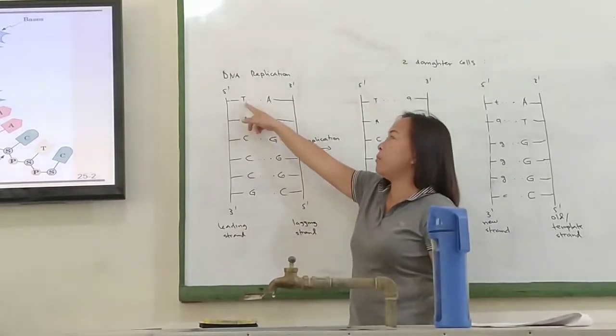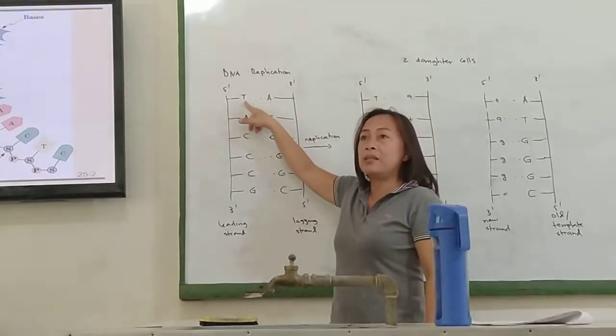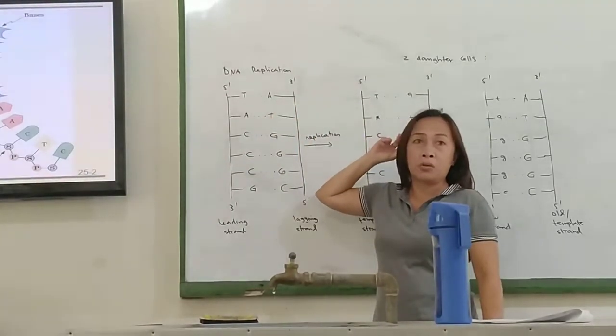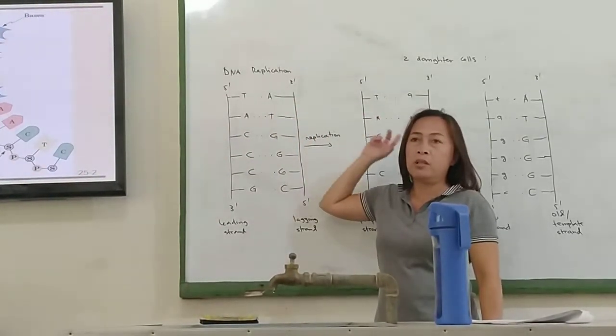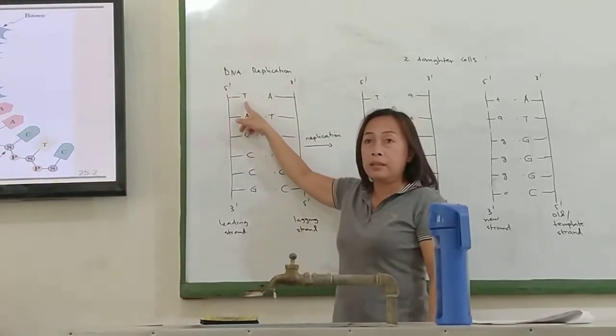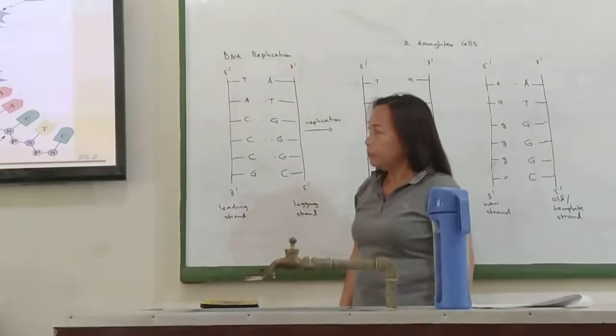By the way, thymine is only present in DNA, and in RNA it has uracil. So uracil is only present in RNA, and thymine is in the DNA. Okay?